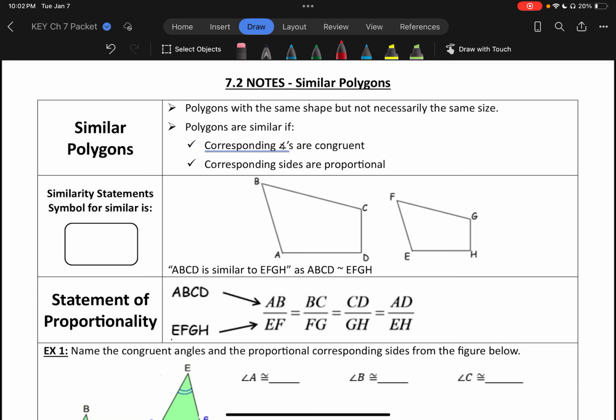All right, guys, so this video is going to be covering the notes for 7.2. This will be covering similar polygons. So to start off, we want to talk about what is a polygon. A polygon can be described as a shape with 3 or more sides.